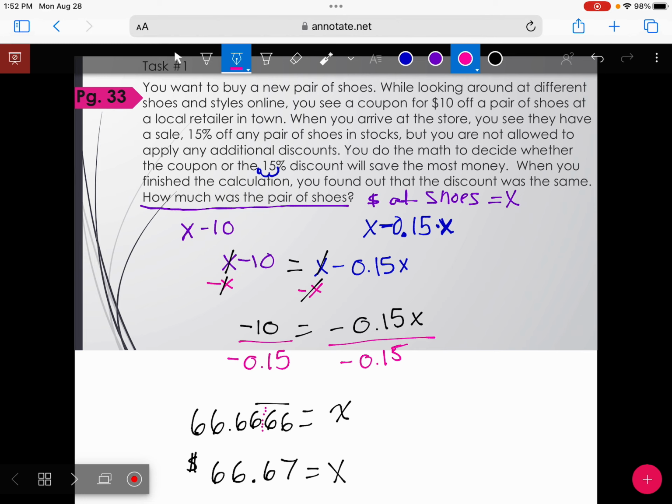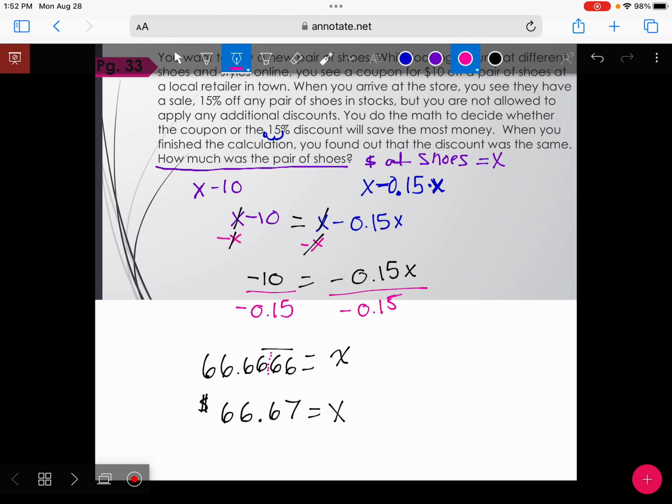So $66.67 is what's going to stay on that sticker. So it doesn't matter which one I choose. So with the discount, how much am I going to be paying for those shoes?